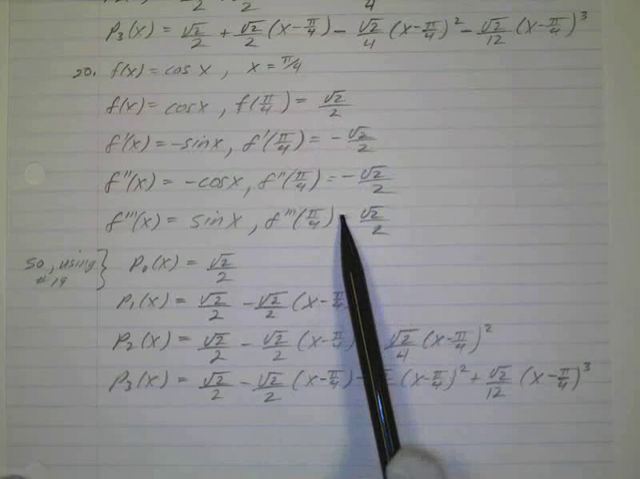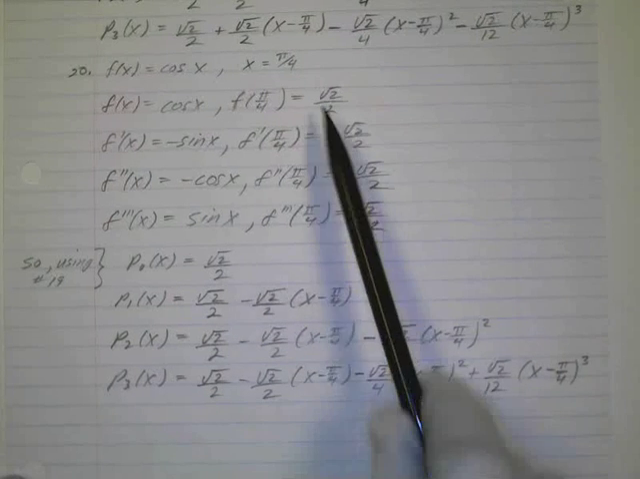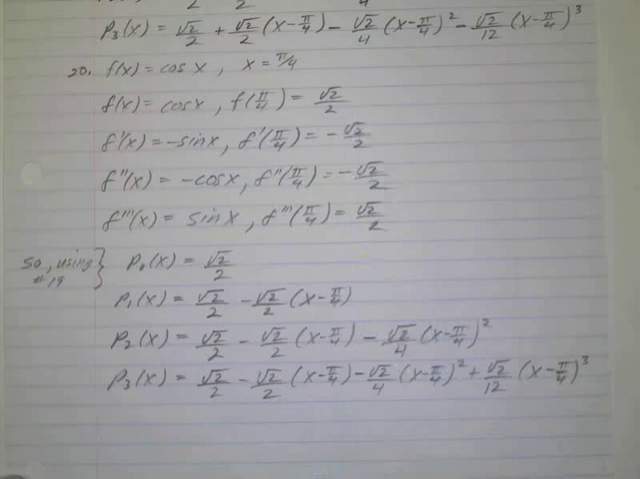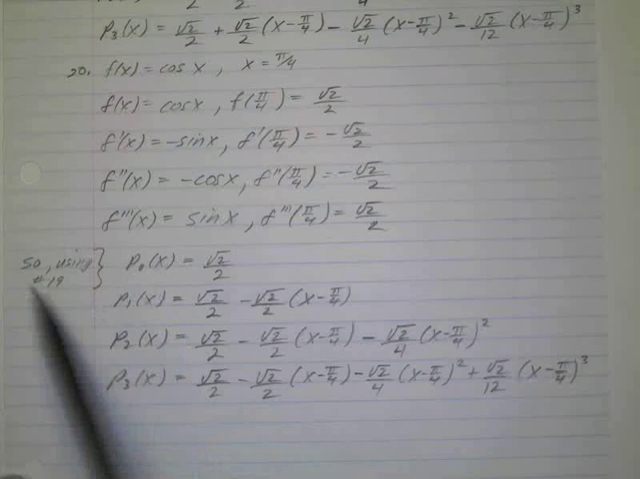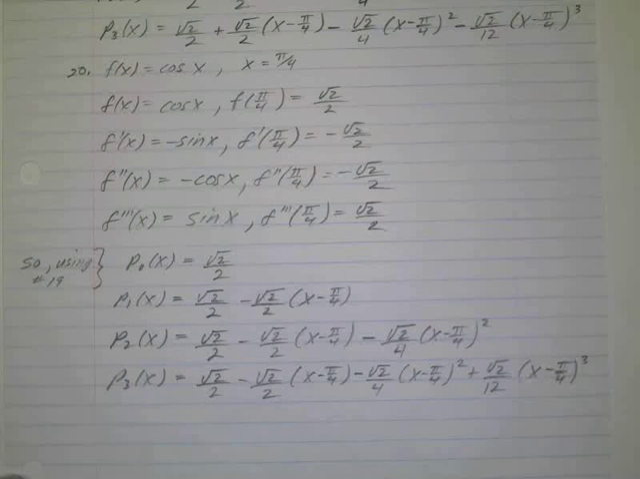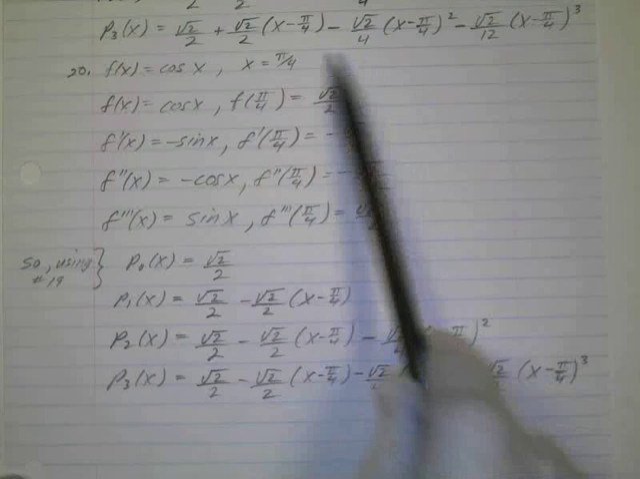So it's basically the same as number 19, except for the signs on these square roots of 2 over 2. So I just used number 19 and kind of piggybacked off of that and just changed the signs. So this p sub 0 was the square root of 2 over 2. P sub 1 was square root of 2 over 2 minus square root of 2 over 2, x minus pi over 4. And the next one was square root of 2 over 2, minus square root of 2 over 2, x minus pi over 4, minus the square root of 2 over 2. So it's the same thing as we had up here in 19.